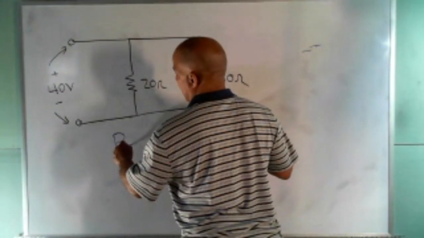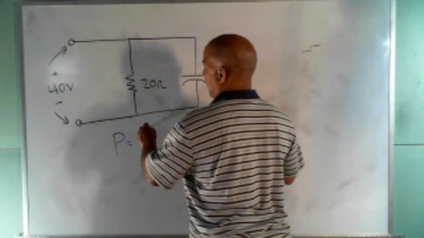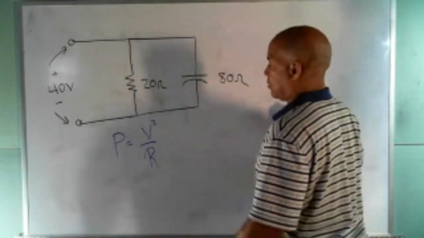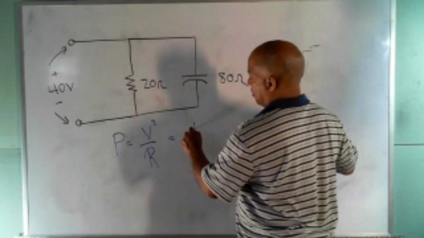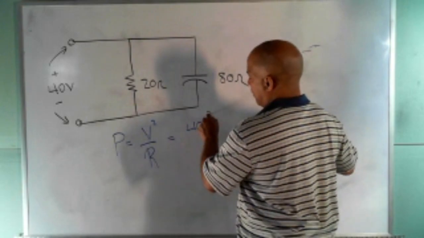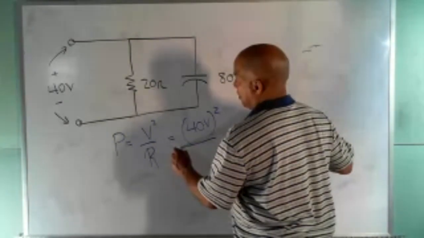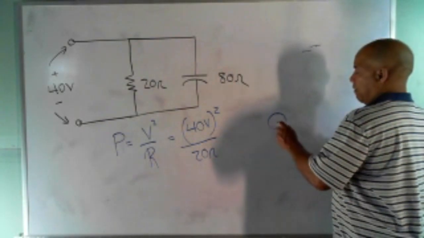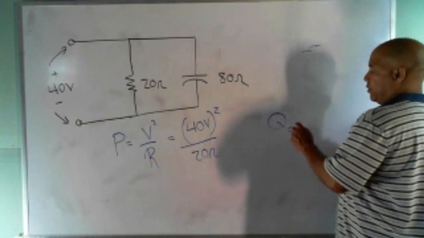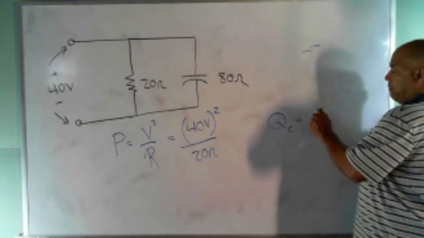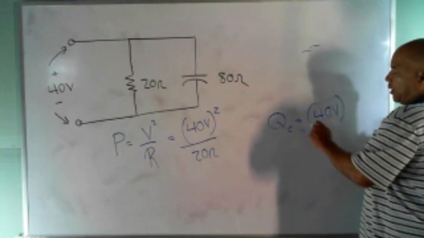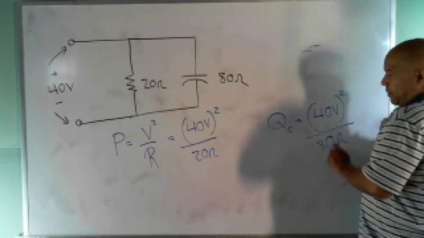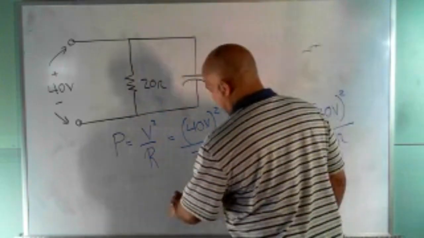P equals V squared over the opposition. So for the resistor, we get 40 squared over 20. And for X or QC, we get the same 40 volts squared because they're in parallel, they got the same voltage, over 80. So let me know what you get for power.